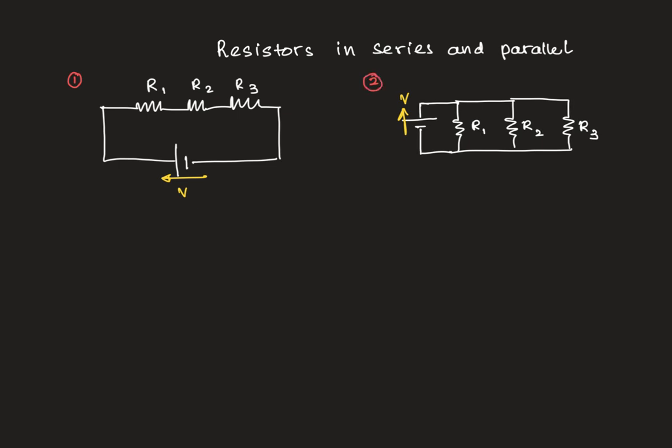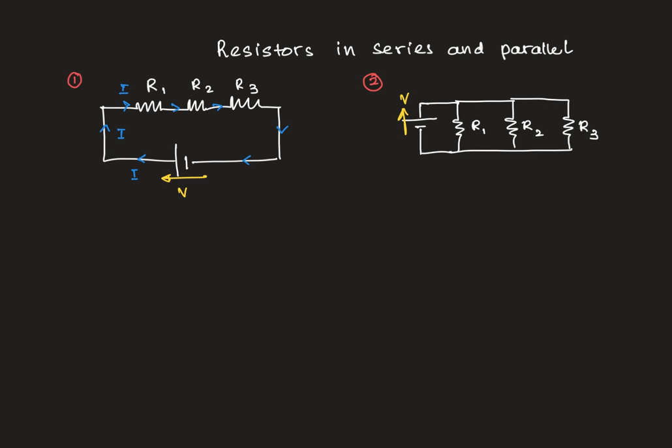One of the major characteristics that we discussed in class is that the current that passes through the main circuit passes through each and every resistor without changing in a circuit with resistors in series.